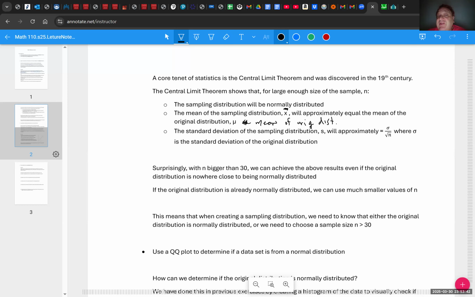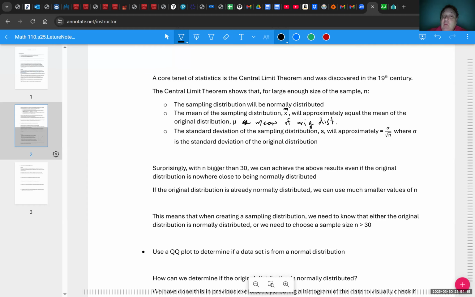Lastly, the standard deviation of our new sampling distribution will be approximately equal to sigma divided by the square root of n. If you remember, sigma is the standard deviation of the original distribution. So we have this new distribution, which is normal, has a known mean and a known standard deviation. Perfect for doing all of the calculations we need to do for our statistics problems.